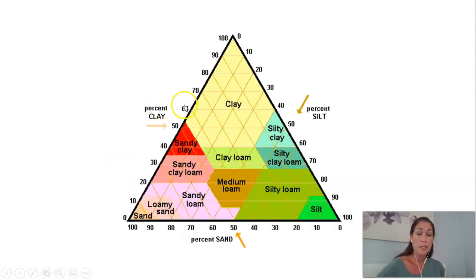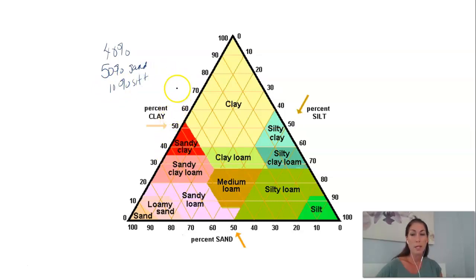Now, what we're going to see is we're going to be able to determine our soil type based on how much clay, how much silt, and how much sand there is in it. So we'll do this using a soil triangle. Just to give you an example here, if I have a soil sample that, say, has 40% clay and 50% sand and 10% silt.